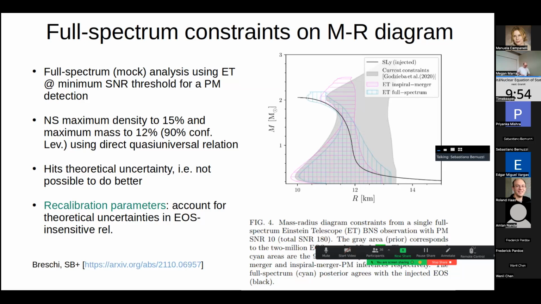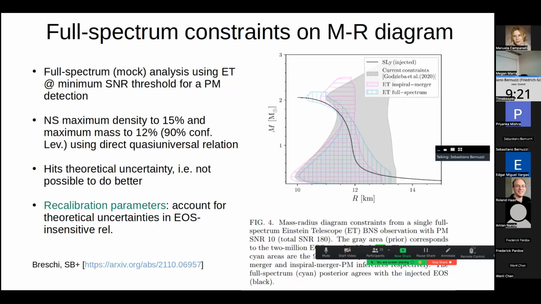And you may ask yourself, look, I have the current constraint, and tomorrow I turn on the Einstein Telescope, and I have one detection, which has the minimum SNR for a post-merger detection. So SNR in the post-merger will be something like 8. Of course, the SNR in the inspiral will be huge, in this case of order 100 or 200. So a really, really big signal.